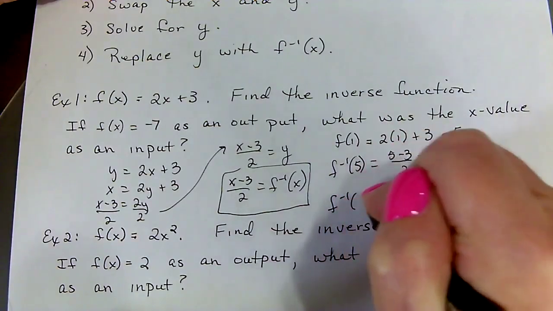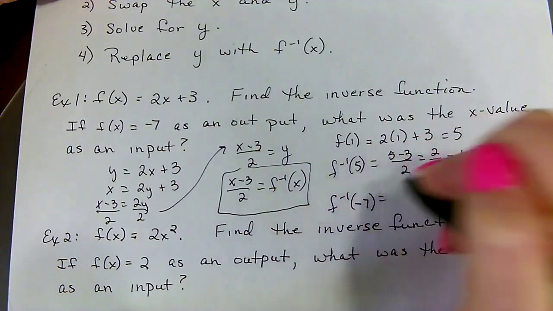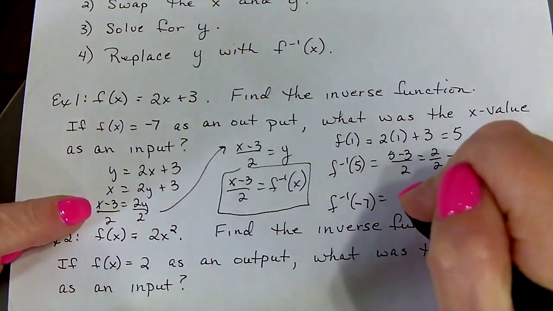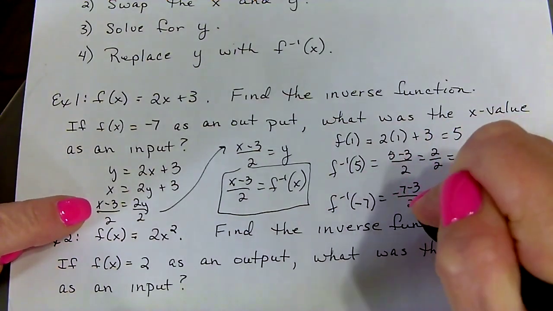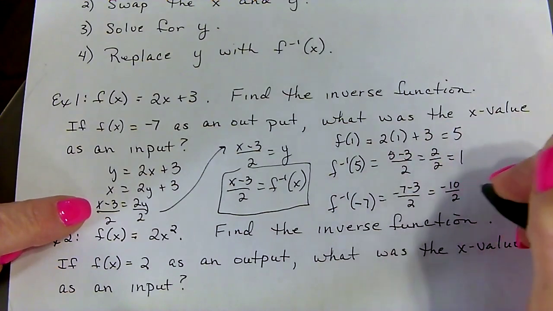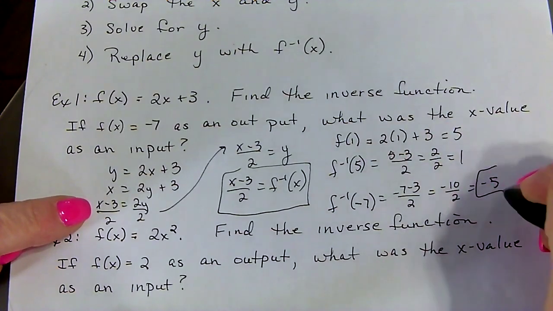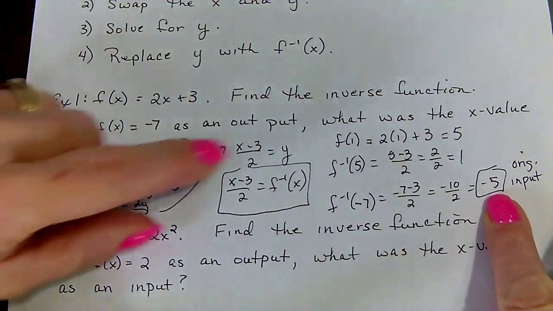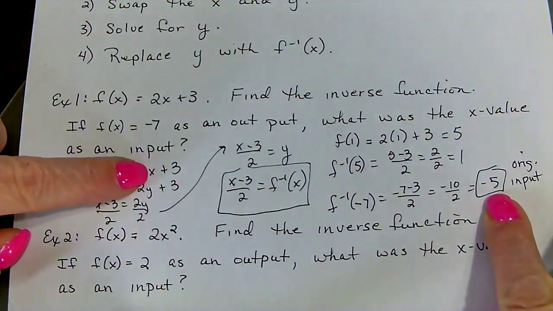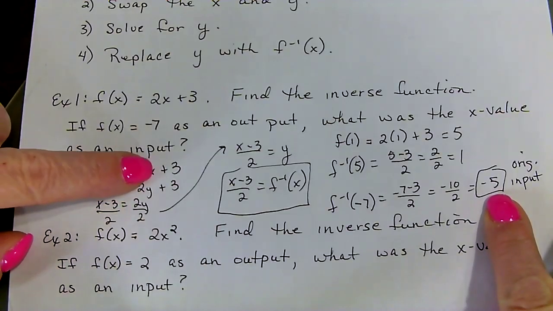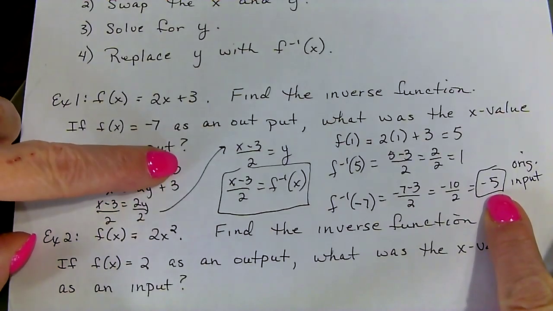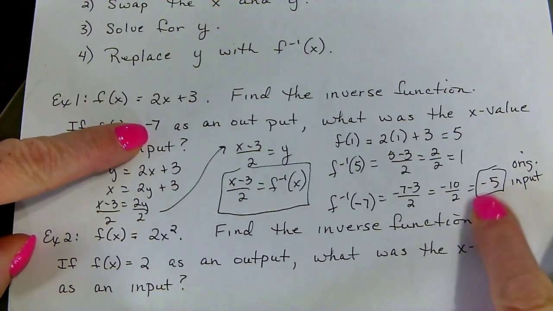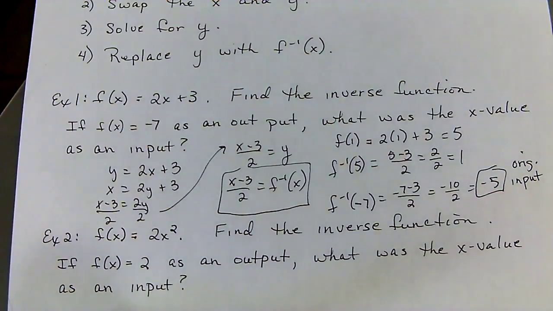So f inverse of -7 means -7 minus 3 divided by 2. So that's going to be -10 divided by 2, which is -5. So this was your original input. And you can even check. If you take that -5 and put it in, 2 times -5 is -10. -10 plus 3 is that -7. So we know this was our original input. Not too bad, huh?